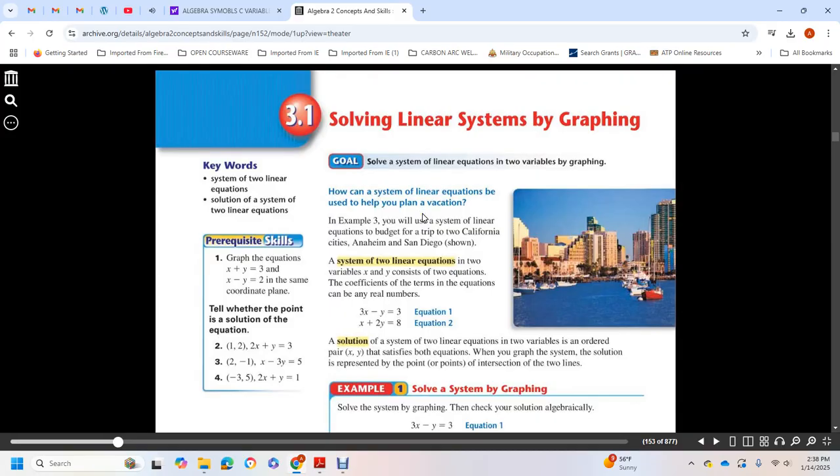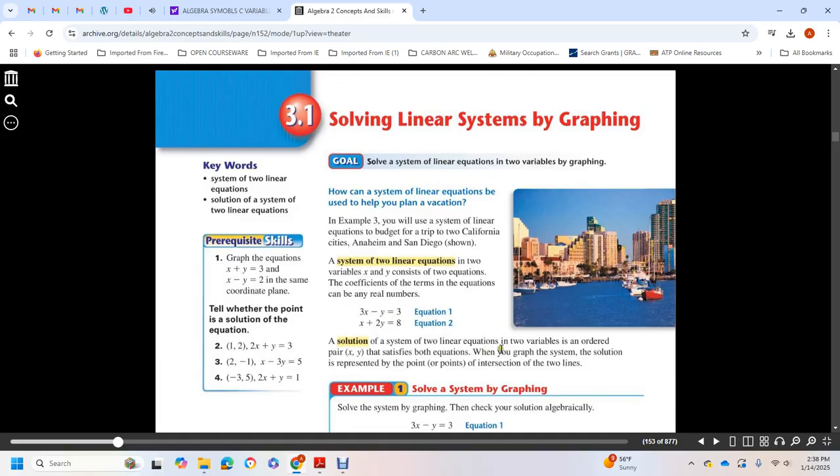A system of linear equations. A system of two linear equations in two variables x and y consists of two equations. The coefficients of the equations can be any real numbers. Equation 1: 3x minus y equals 3. Equation 2: x plus 2y equals 8.